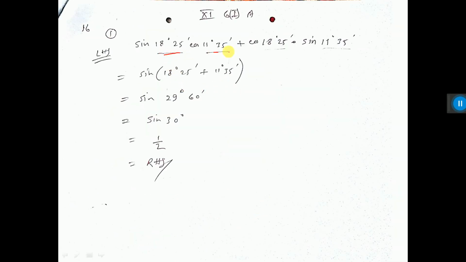This is A, this is B, so sin A cos B plus cos A sin B, that is sin A plus B. You add this, this will come. So 60 minutes is equal to 1 degree. So 29 degree plus 1 degree, that is 30 degree. And sin 30 value is half, so right hand side has come.